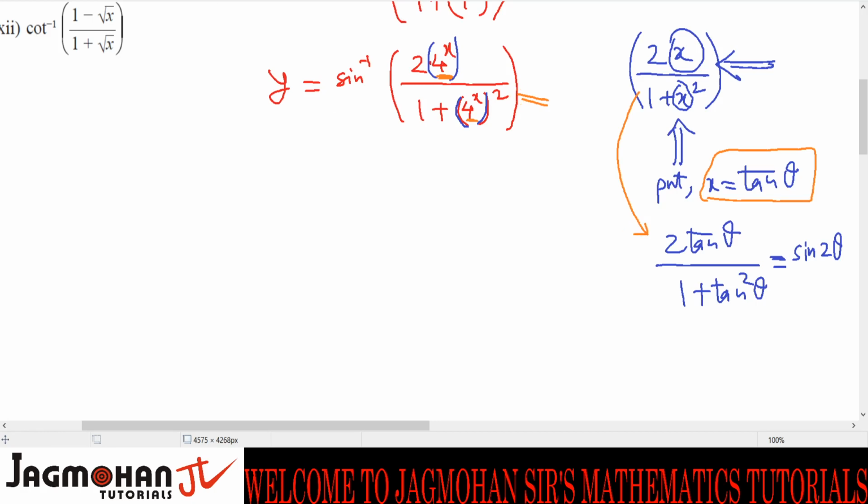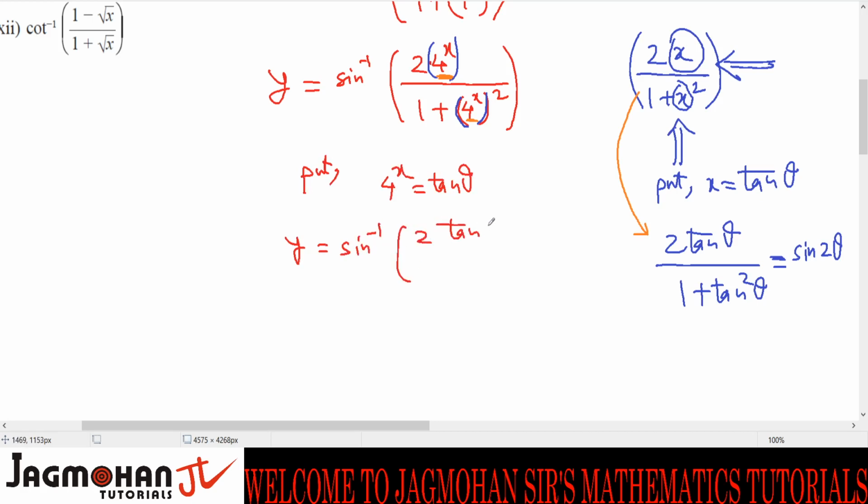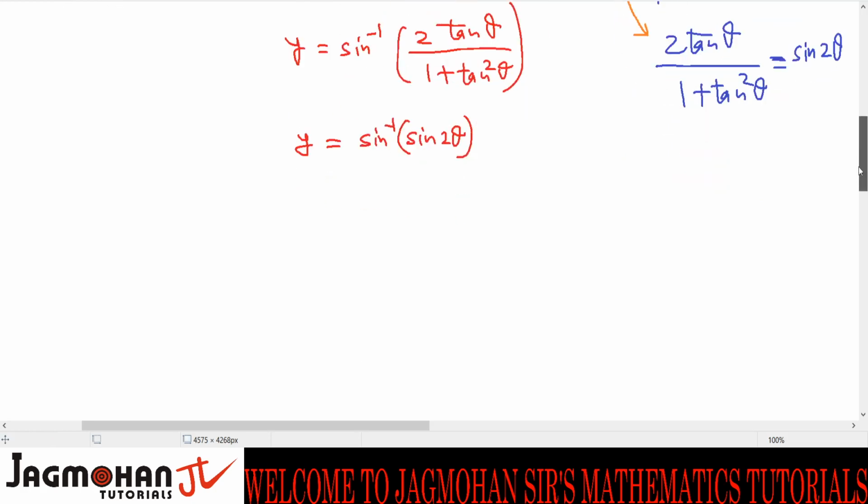What I will do, students, I will write here, put 4 raised to x equals to tan theta. Now when I do that, I will get y equals to sine inverse of 2 tan theta over 1 plus tan square theta. And what is this? It is sine 2 theta. So I get y equals to sine inverse of sine 2 theta. You know the result, sine inverse of sine 2 theta will be 2 theta only. So y equals to 2 theta.